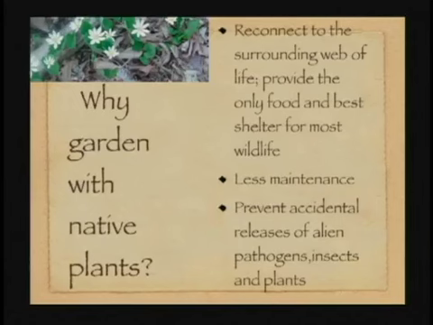So, I've already started to answer the question, why garden with native plants, but let's review a little bit. We're reconnecting to the surrounding web of life, providing the only food and best shelter for most wildlife. It's definitely less maintenance unless you set the plants into a very controlled situation. And you're also preventing the accidental releases of alien pathogens, insects, and plants. And I'm sure many of you are familiar with the whole issue of the chestnut blight, and now we have the hemlock woolly adelgid to deal with.